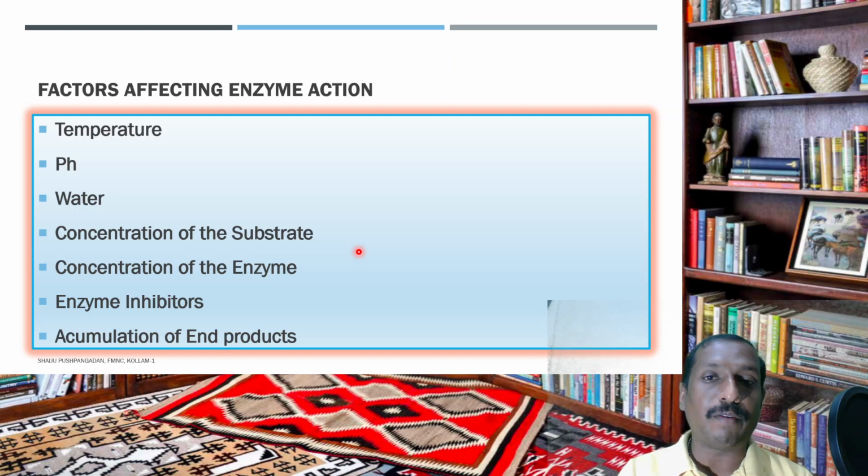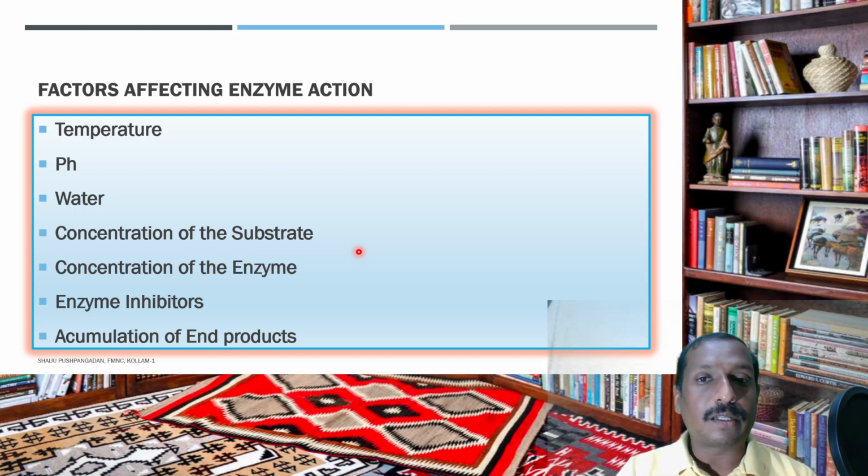For example, if you are having 5 molecules of enzymes and only 1 molecule of substrate, the enzyme action will be a minimum. If the substrate is 2, the enzyme action will be increased. The substrate is 3, again the enzyme action will be increased. Substrate is 4, increased. Substrate 5, that means substrate 5, enzyme 5, the enzyme action is maximum, and it will remain stationary. If the substrate is 6, there will not be further increase.